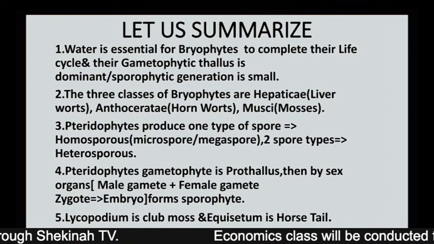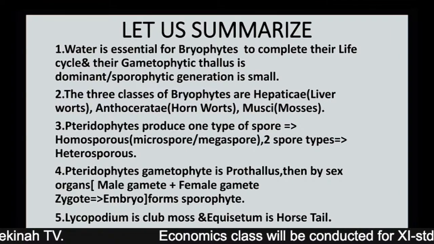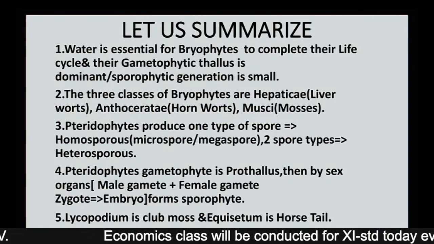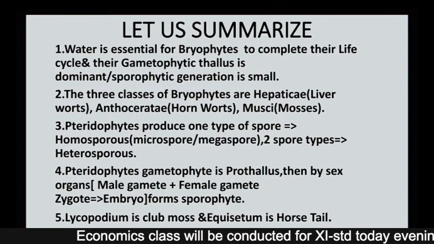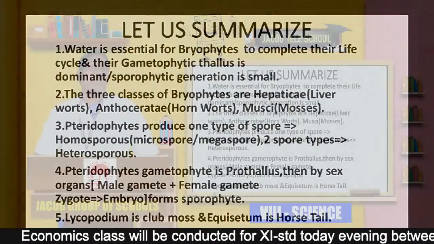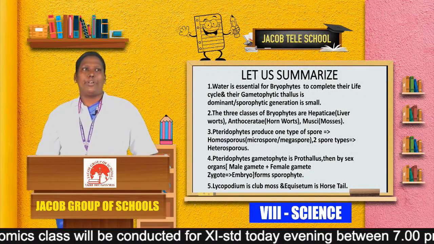Pteridophytes may either produce one single type of spore, called homosporous, or microspore and megaspore, and some pteridophytes produce both types of spores, called heterosporous. Simple pteridophytes produce only one type of spore. So advanced pteridophytes produce two types of spores.